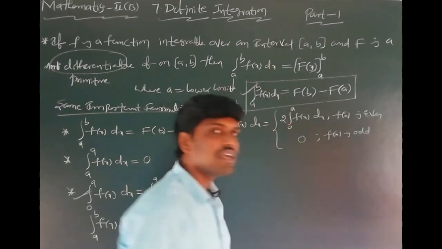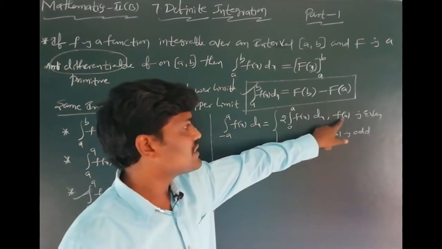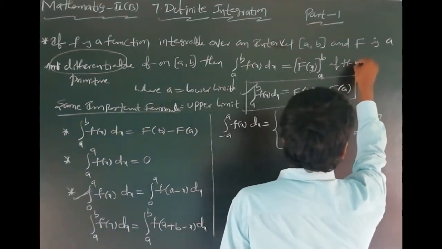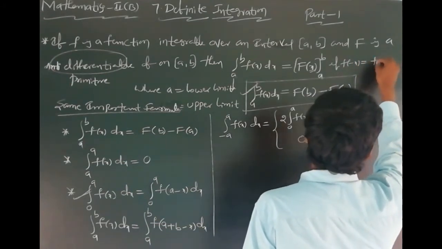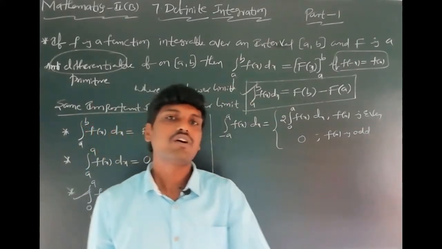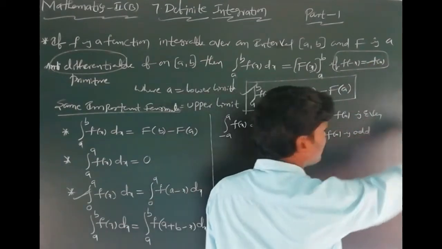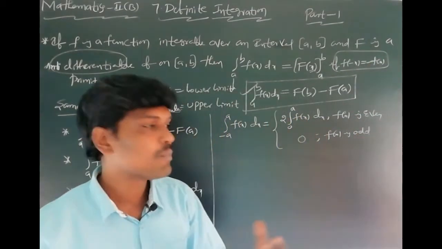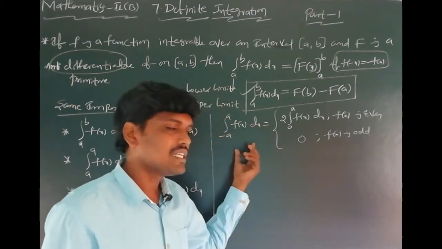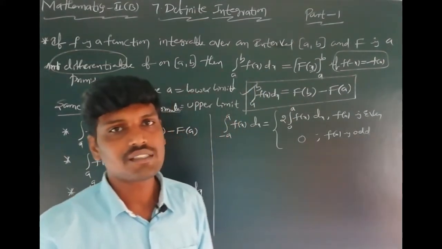What is the meaning of even? Here you can write minus x in place of x. If f of minus x is equal to f of x, then the function f of x is called an even function. If f of minus x is equal to minus f of x, that function is called an odd function. If the function is odd, this value is 0. If the function is even, that value is 2 times the integral from 0 to a of f of x dx.